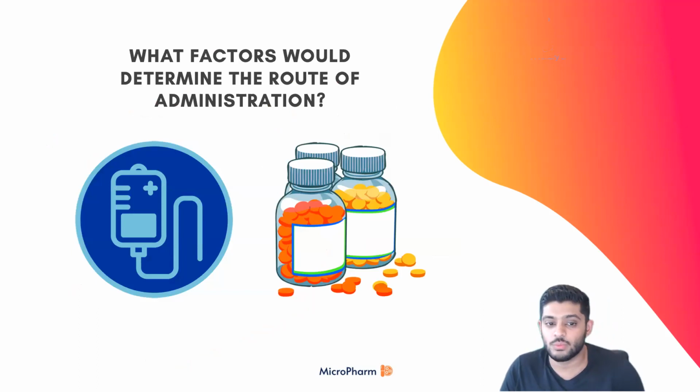What factors would determine the route of administration? Okay, so someone's right on the ball. Severity, absolutely, Sally. Severity of the infection is extremely important. Let's talk about flucloxacillin, for example. How do we alter essentially the route of administration in accordance with severity here? Which infection do you think I'm referring to?